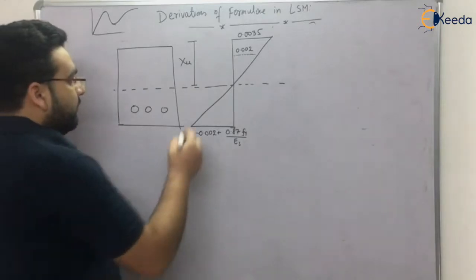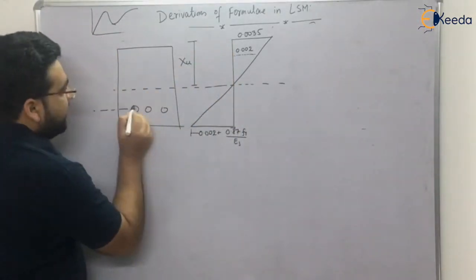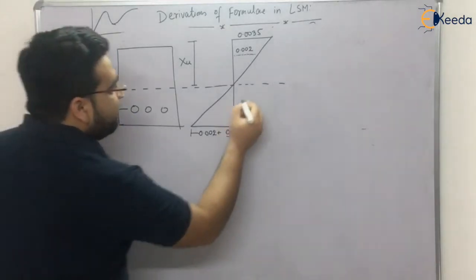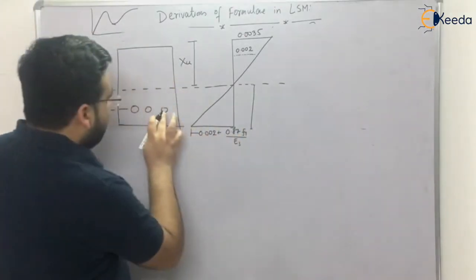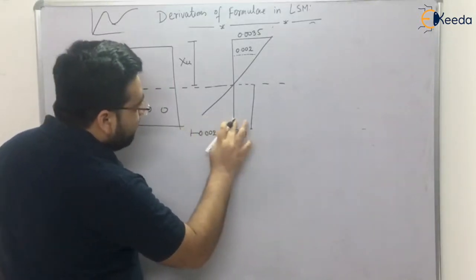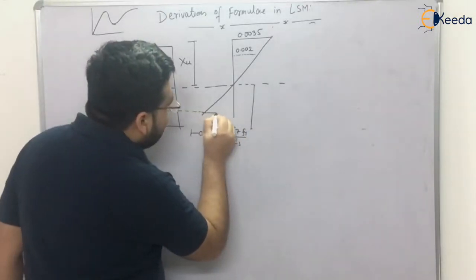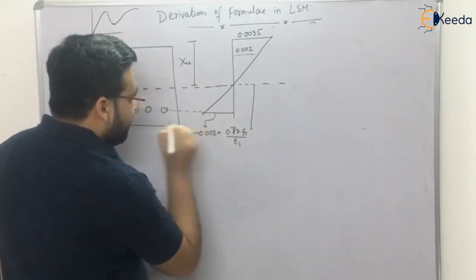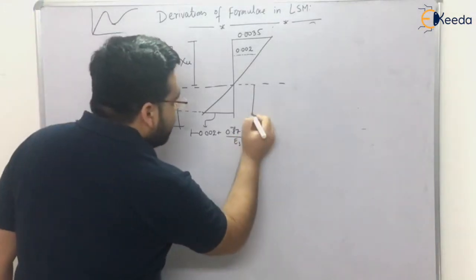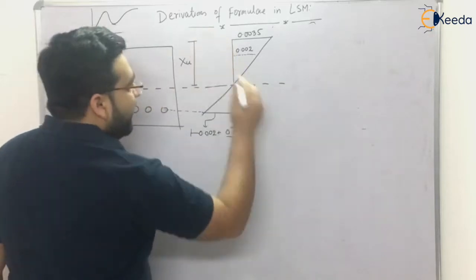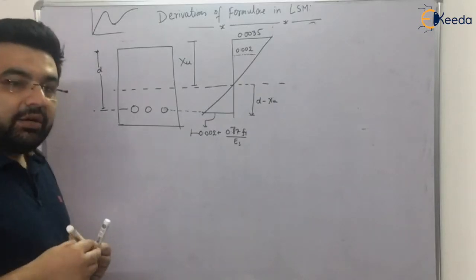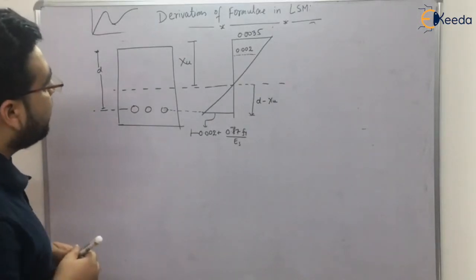Clear? Now, if this is Xu and let us say this is d, small d, effective depth, then this value from here to here. I have drawn it up to here, so it will not be up to here, it will be up to the center of the reinforcement. I have already explained this thing, right? Center of this reinforcement, 0.002 plus 0.87 Fy divided by Es, right? And this distance will be equal to d minus Xu. Simple, right? Now this is the basics, basics of determination of ultimate neutral axis or the critical neutral axis.